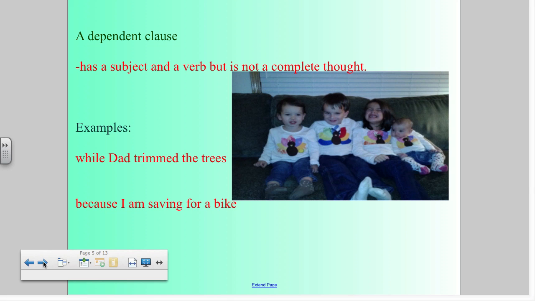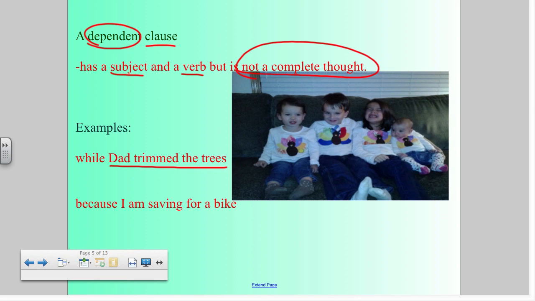All right, a picture of my 4 kids. They're what we call dependent. They need something else. They have a subject, a verb, not a complete thought. Dependent clauses, not a complete thought. Just like kids, they're not complete yet. They're not adults. So if you think about it, "Dad trimmed the trees" would be independent. What makes it not independent is "while."